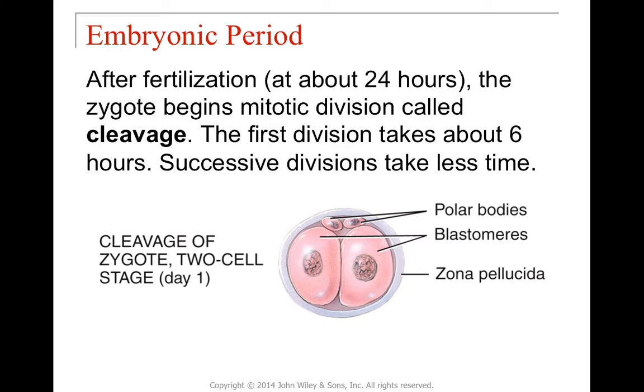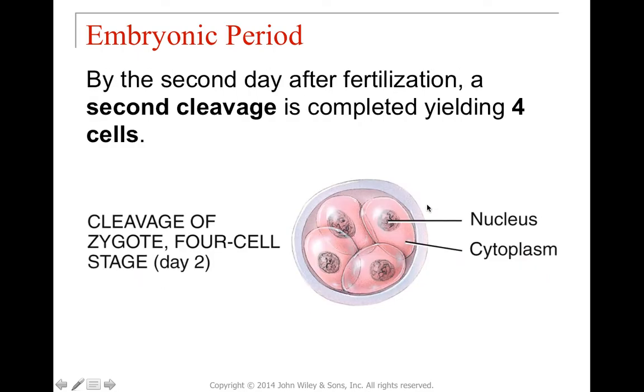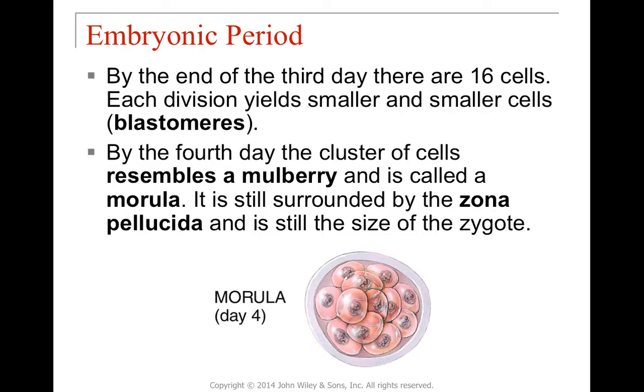So this is the 2-cell zygote. It's at the approximately 1-day stage. In fact, it's still surrounded by that zona pellucida, right? That zygote is going to continue to divide until here's a 4-cell stage, and we're going to then continue dividing into 8, 16, etc. At the end of the 3rd day, we have 16 cells.